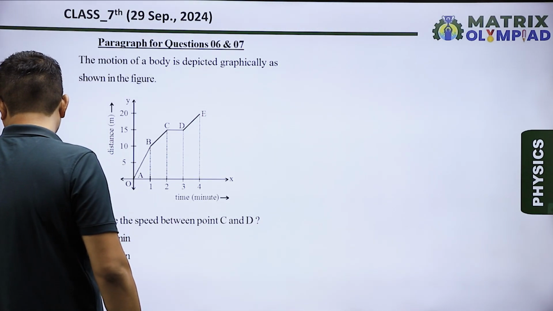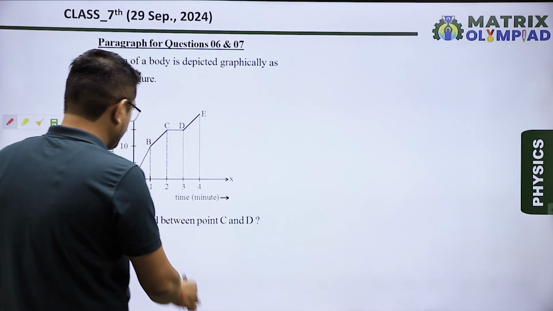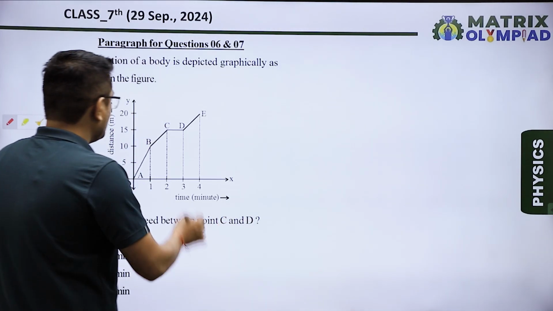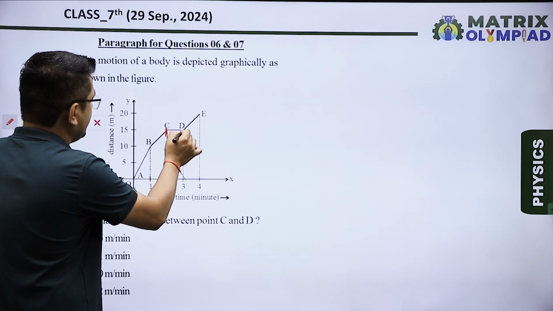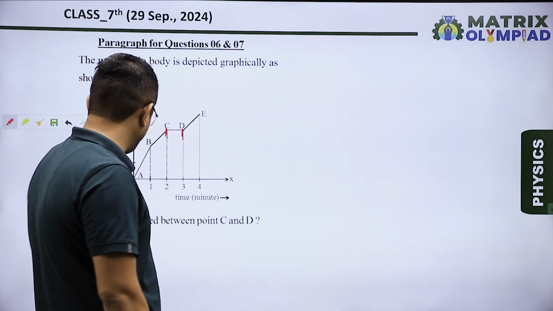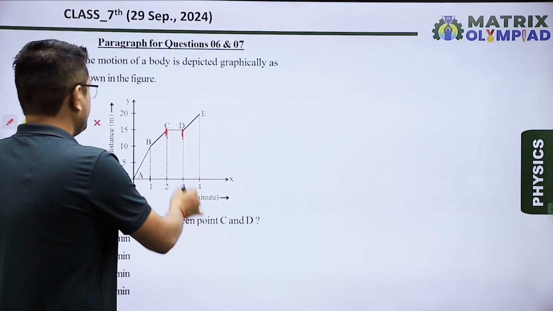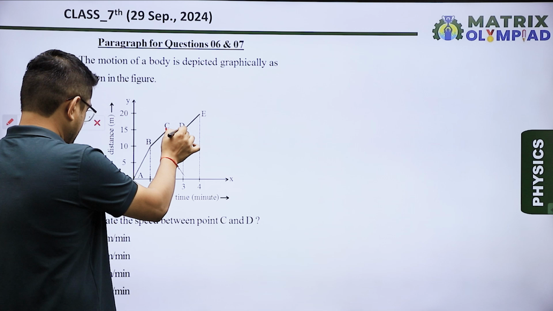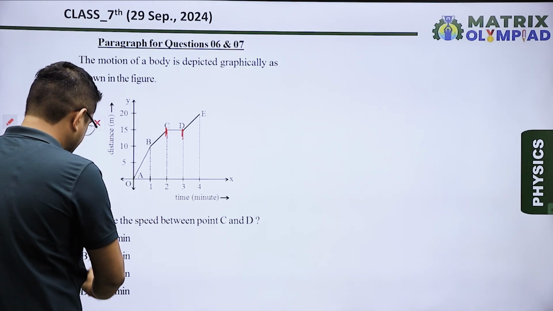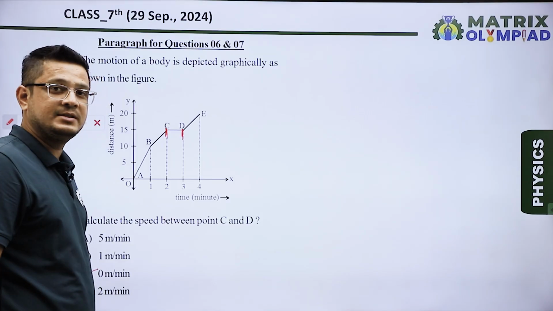Next question is based on the same paragraph and the same graph, and it asks to calculate the speed between point C and D. As we can see, between point C and D, the distance traveled does not change. That means the object is at rest. So we can say between point C and D, the speed will be 0 meter per minute. So the correct answer is option C.